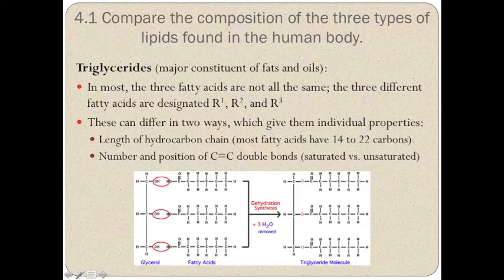These all can differ in two ways, which give them their individual properties. The first being the length of the hydrocarbon chain and the number and position of the carbon-carbon double bond, which differs between saturated and unsaturated fats.